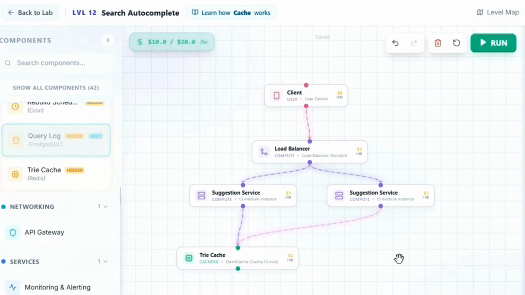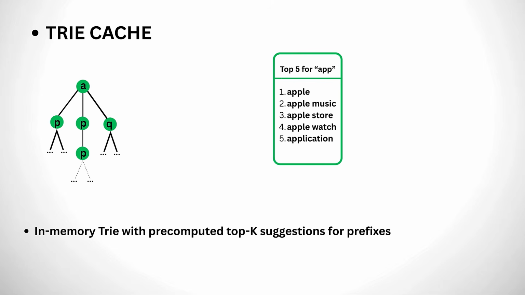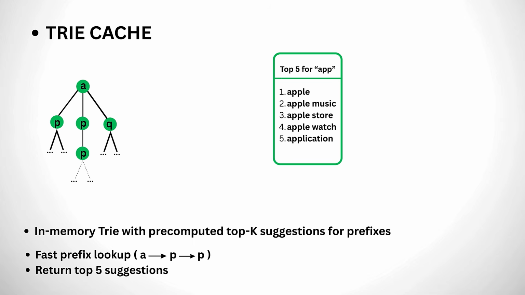Now, the Trie Cache is the most important component for achieving our latency requirement. It stores an in-memory tree containing the pre-computed top K suggestions for different prefixes. A tree is particularly suitable for autocomplete because it represents strings character by character. For example, if the prefix that we received is app, the tree allows us to follow the path from A to P and then to the next P, and reach the suggestions associated with that prefix.